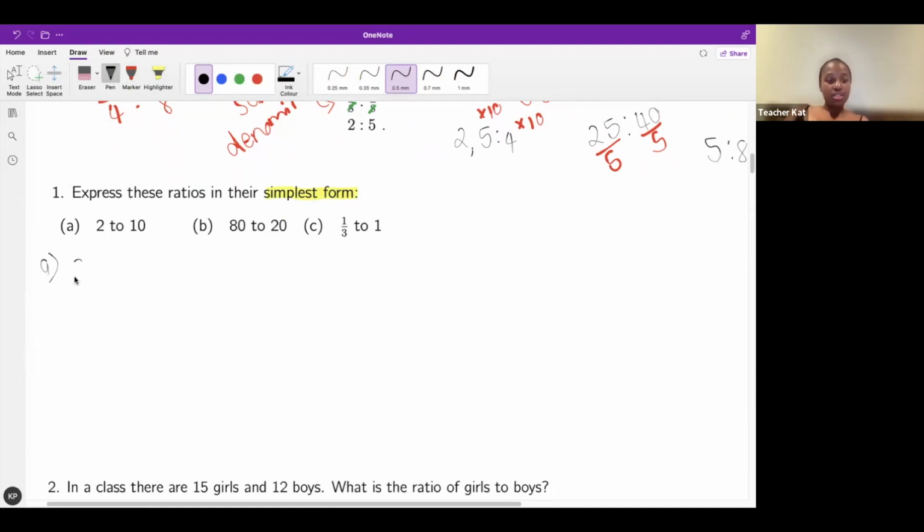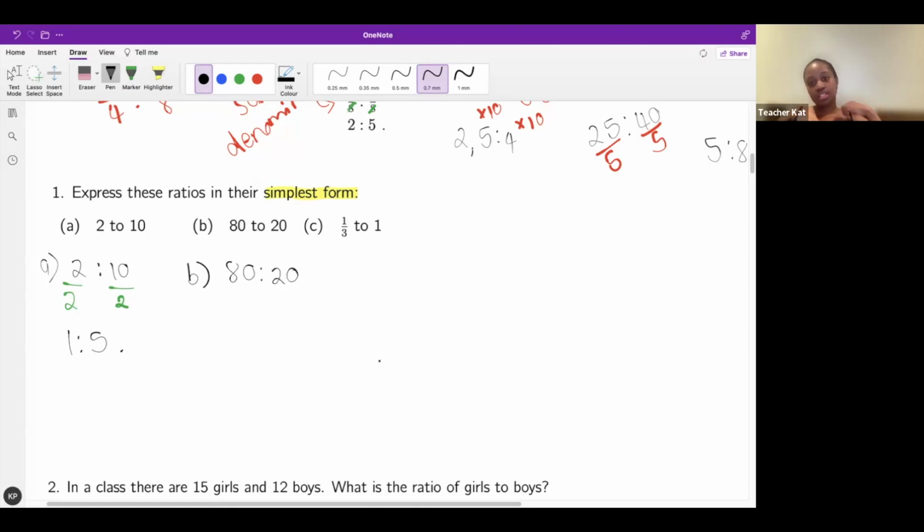The first one is 2 to 10. That's how you read ratios, by the way, something to something. My pen is very thin. I can barely see it. So I'm going to do like so. There you go. 2 to 10. What's my common factor between 2 and 10? 2. So I'm going to divide these both by 2. So then my new ratio is what? After I've divided them by 2, 1 to 5.